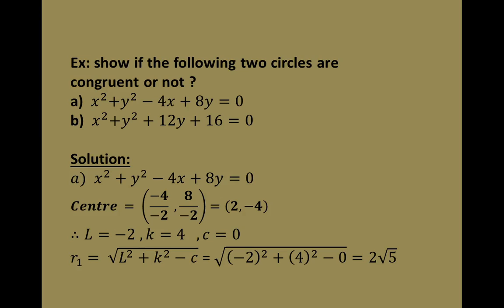In the first equation, the center equals negative 4 divided by negative 2, 8 divided by negative 2, equals 2 and negative 4. Here L equals negative 2 and k equals positive 4. Take care, C here equals 0. R1 equals the square root of L squared plus k squared minus C, equals negative 2 squared plus 4 squared minus 0, equals 2 root 5.